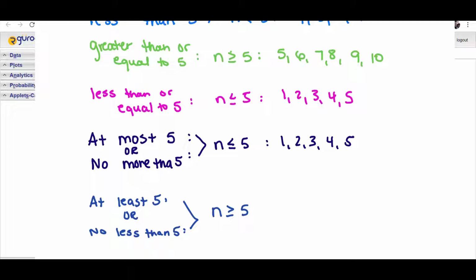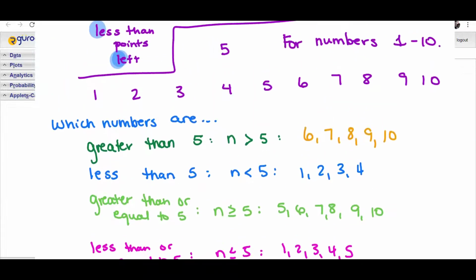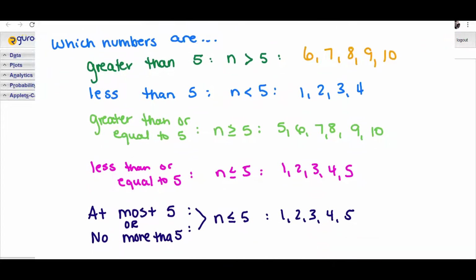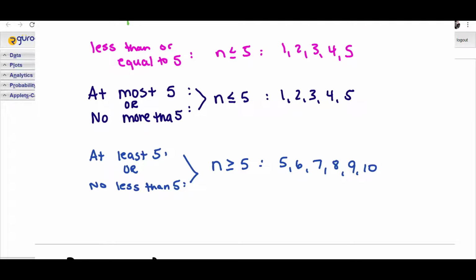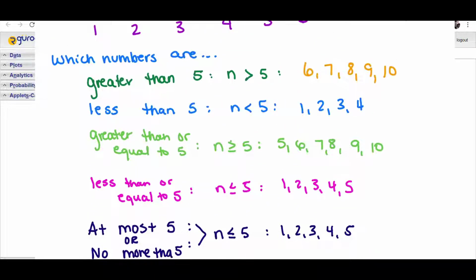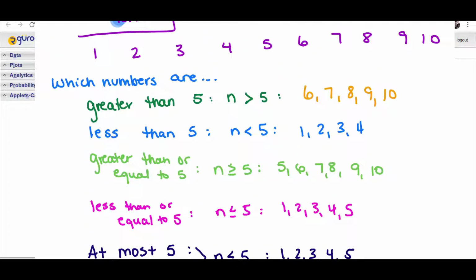So it has to be 5 or more. So those are the numbers 5, 6, 7, 8, 9, and 10. Again, if we were using just the numbers 1 through 10 and we applied these statements, those are the numbers that would work in those inequalities. And so these are things to keep in mind as we move forward in these sections.